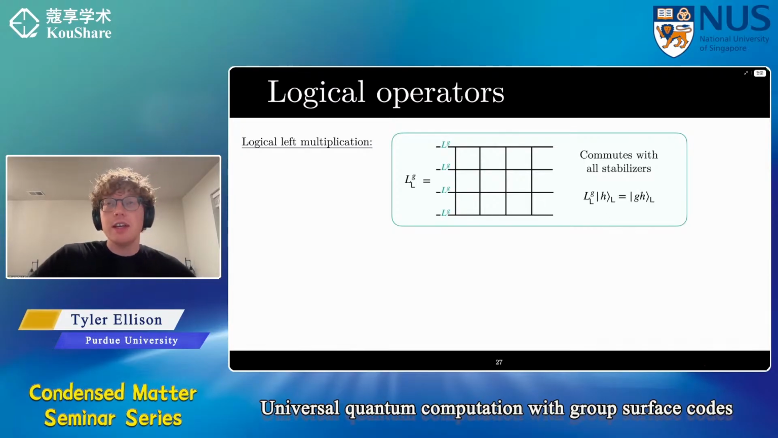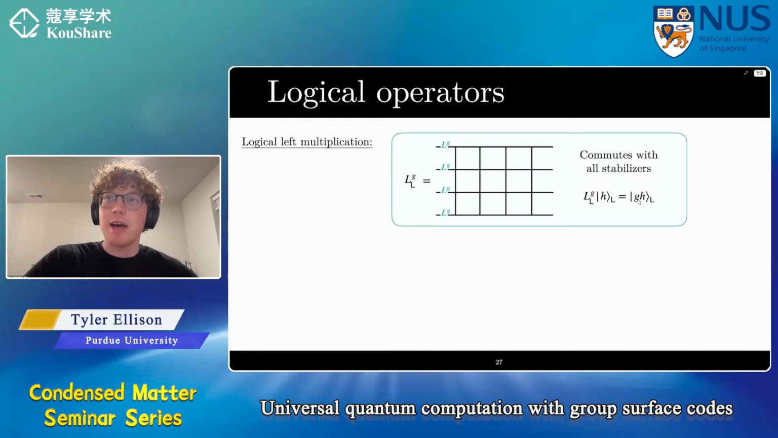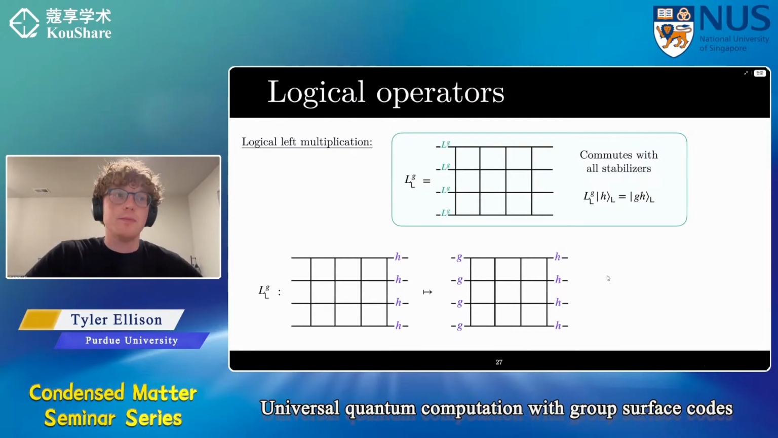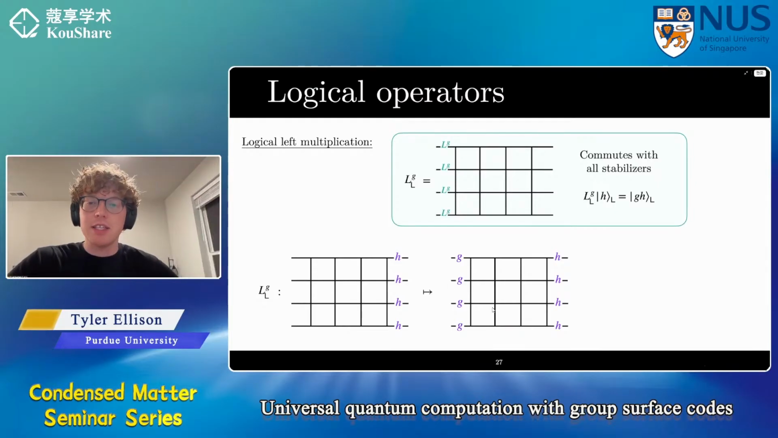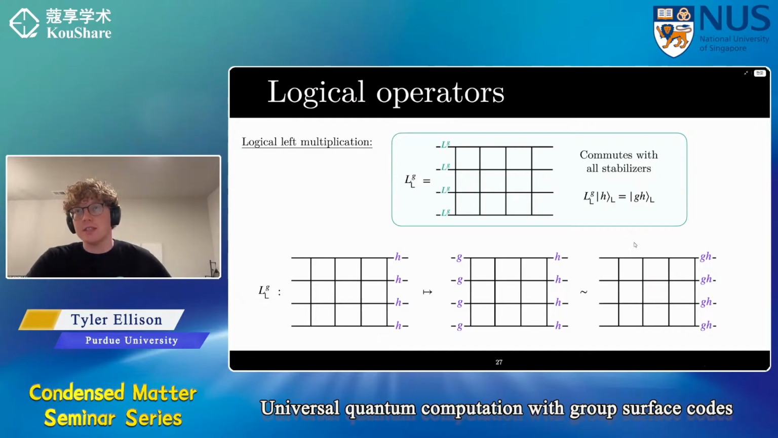And what I'll argue is that applied to the logical state labeled by H, what this operator does is it takes us to the logical state labeled by GH. You can see that explicitly by considering a nice representative state for the H logical state. LG acts by left multiplication on the leftmost edges with G. So that takes us to this configuration. And by applying gauge transformations to move the G variables to the right, we end up with the state GH. And that illustrates this equation here.